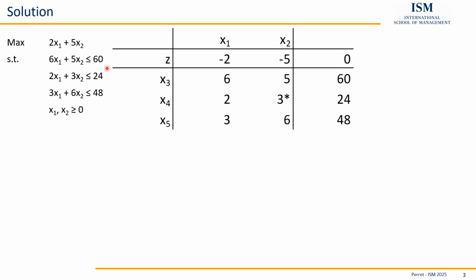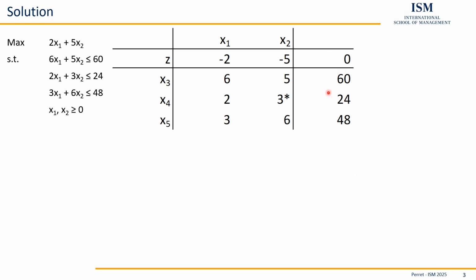For each of the constraints, I first have to check whether they are smaller or equal to constraints, which, well, all three of them fulfill. So in this case, I can just take the coefficients as they're given here. So for x1, 6, 2, 3, copy them in the x1 column. And for x2, 5, 3, 6, copy them in the x2 column. For the right side, I can also take the values as is, so 60, 24, and 48, and put them here in this column. So I have the first table already prepared.